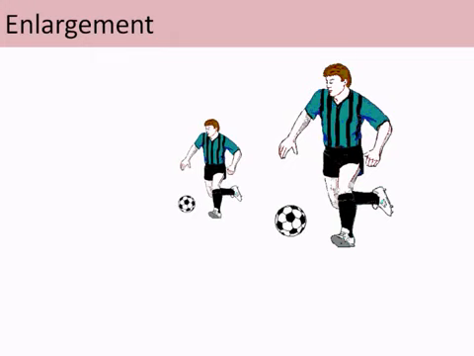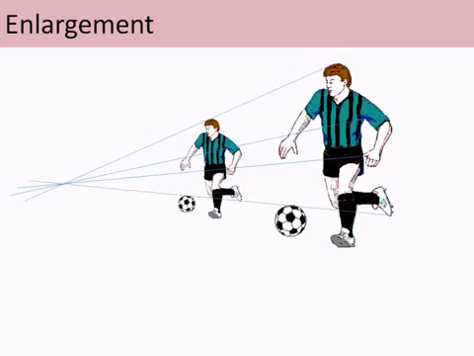Enlargement. These are two similar shapes. It's the same picture, but one is an enlargement of the other. And if I join up corresponding points, like the top of his head, or the underneath his arm, or from his thumb, for example, from the top of the football and the bottom of his boot to the bottom of the football, all of those join up at a single point. That point is called the center of enlargement.